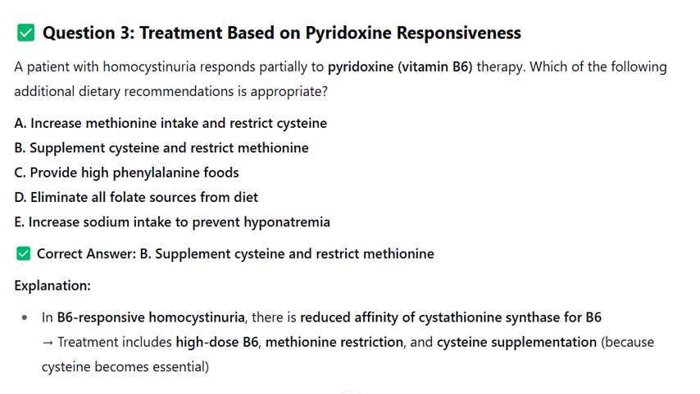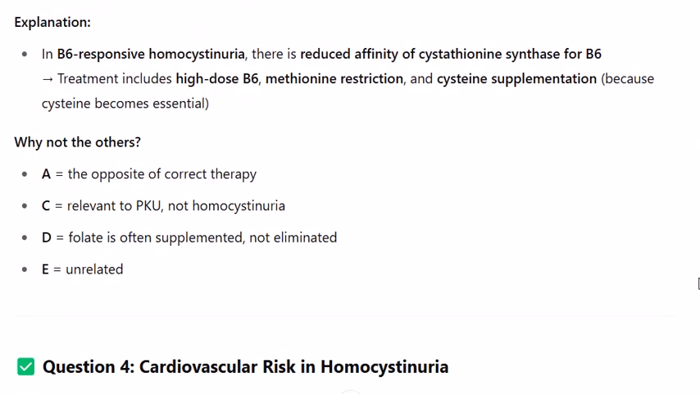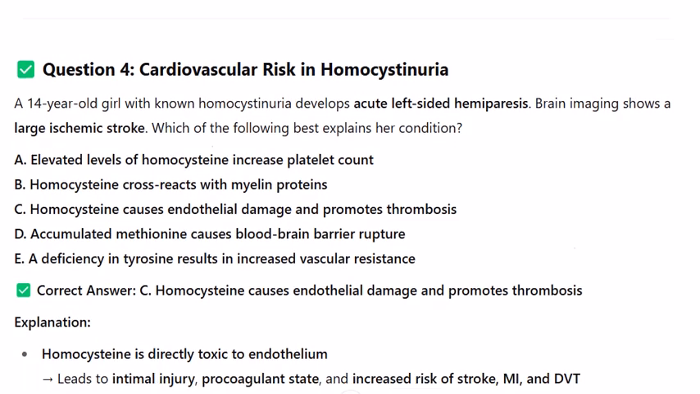Why not the others? A is the opposite of correct therapy. C is relevant to PKU, not homocystinuria. D, folate is often supplemented, not eliminated. E is unrelated.